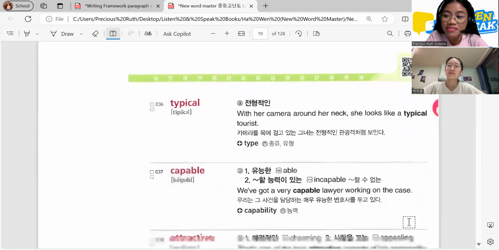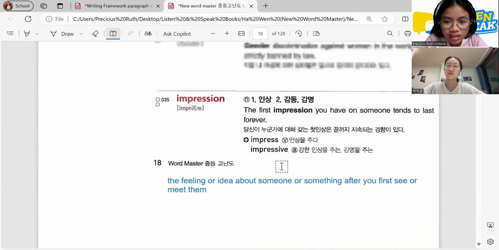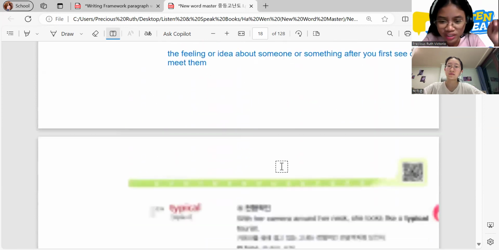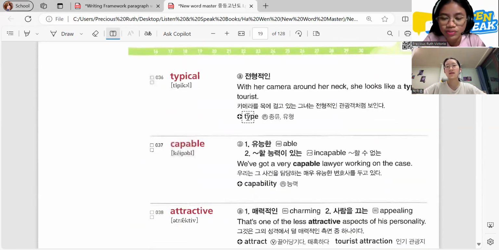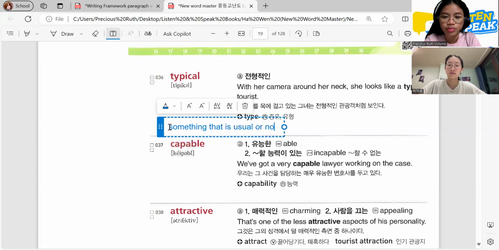Okay, next we have typical. With her camera around her neck, she looks like a typical tourist. Typical tourist, yeah. We'll just go back there later. Okay, typical, we have another word for typical. It is type. Typical is something that is usual or normal.